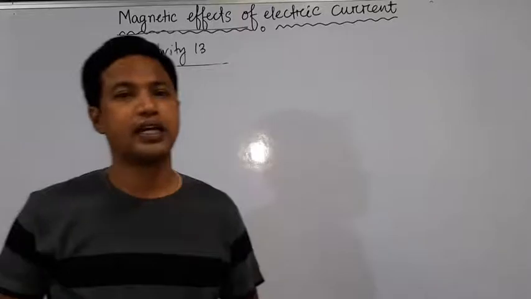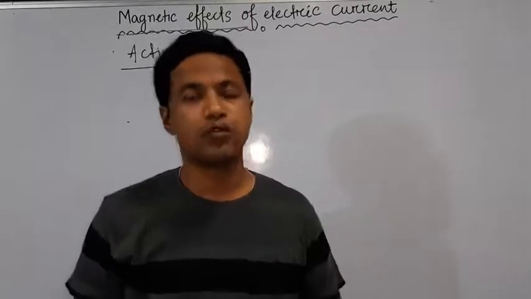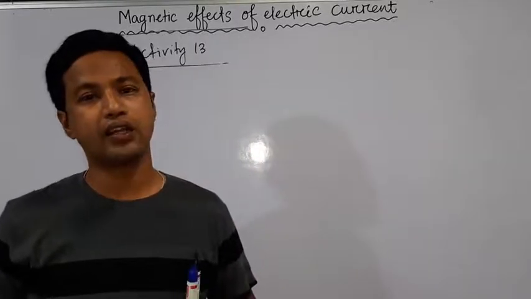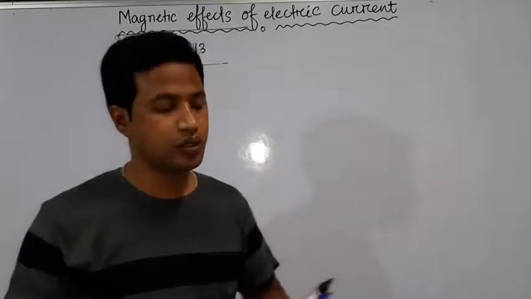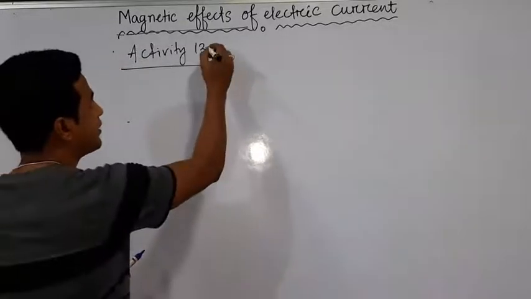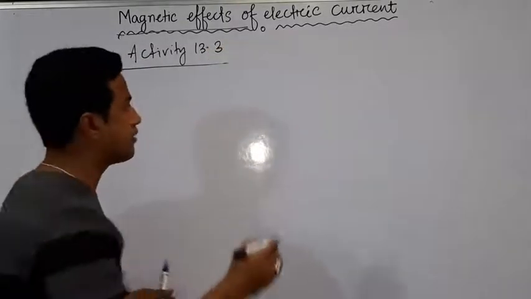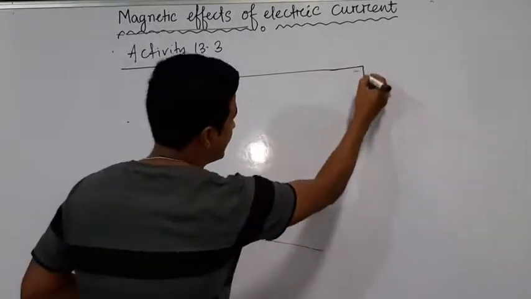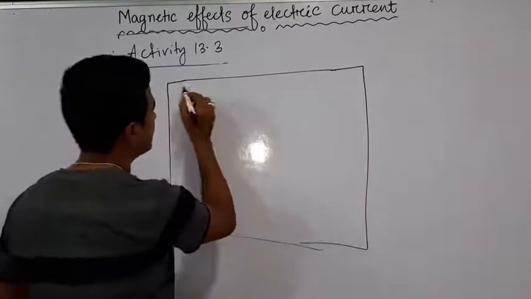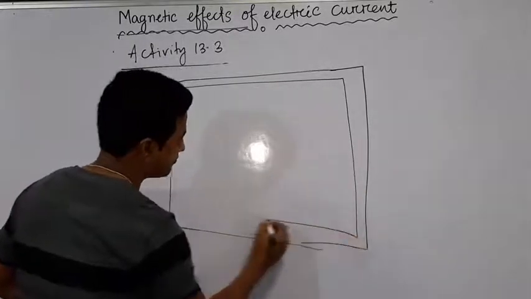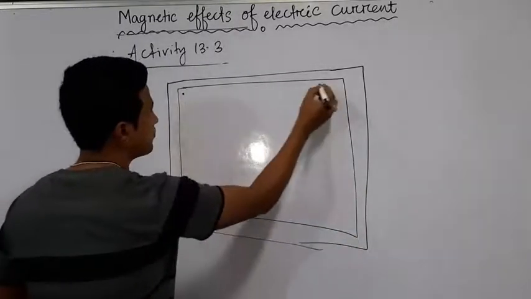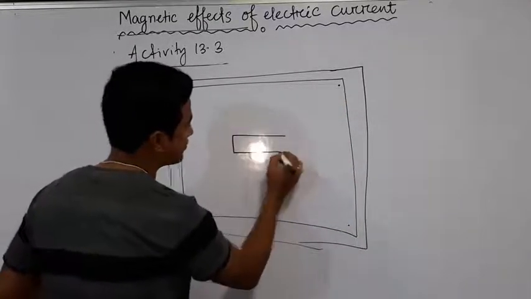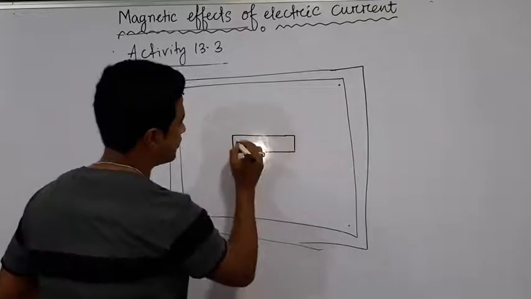So students, after activity 13.2, we'll go to another activity, which also shows how the magnetic lines can be drawn. In activity 13.3, we need a drawing board. On that drawing board, we will place a white sheet, and at the center we will keep a bar magnet with north and south.